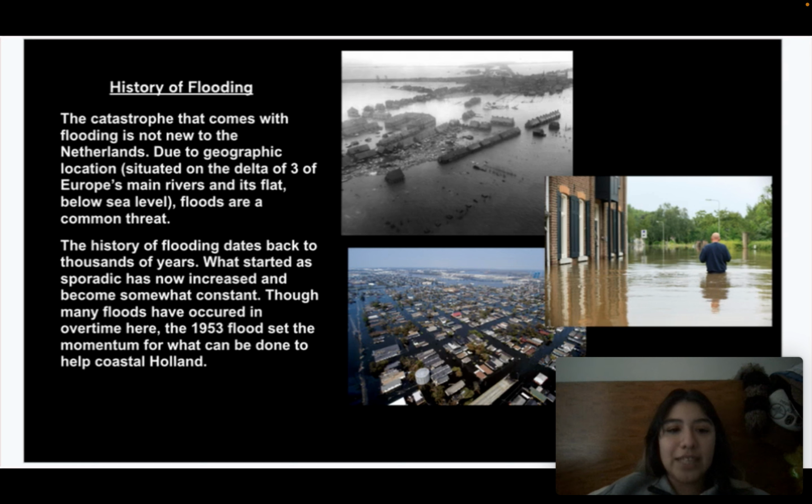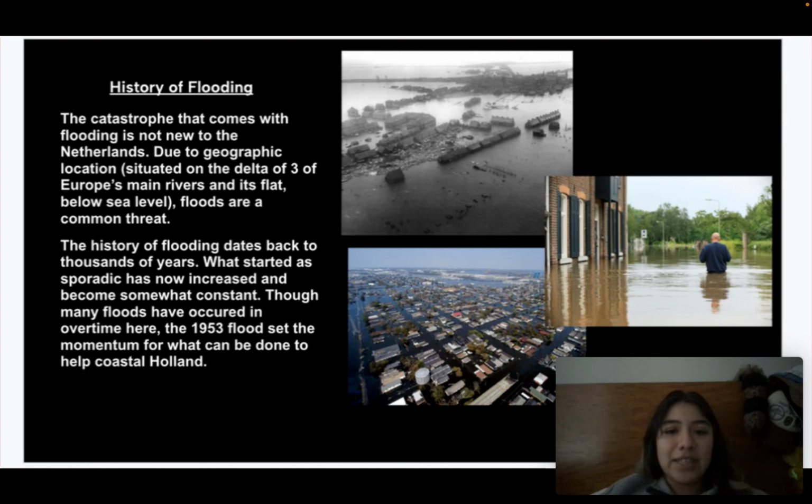So the history of flooding, the catastrophe that comes with flooding, is not exactly new to the Netherlands. This is because of its geographic location. It's actually situated on the delta of three of Europe's main rivers, those being the Scheldt, the Meuse, and the Rhine. And also because, as I mentioned, it's mostly flat terrain and a lot of it is below sea level, so floods are a common threat. Although obviously not a good thing.